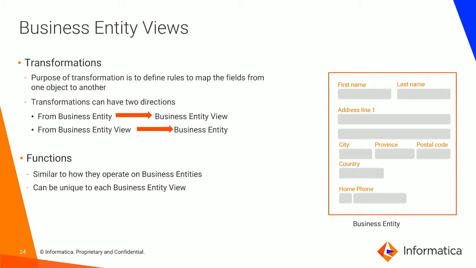Functions are very similar to how business entities already use them today. So we designate fields to be input-output parameters for externally defined functions. And the interesting thing to note here is that we can actually have functions per business entity view. So a lot of what's said there, so let's actually take a look at what that means.